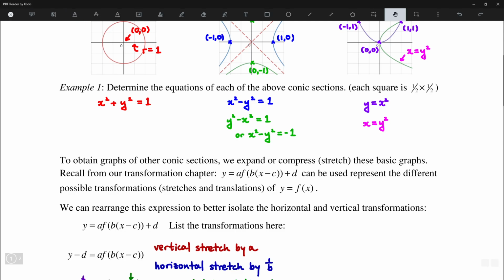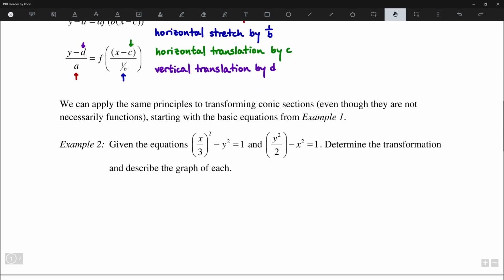Okay, so let's look at our first example. We're given the equations (x over 3) squared minus y squared equals 1, and also y squared over 2 minus x squared equals 1. So notice the difference here is that in the first equation, x over 3 is all squared, so the exponent is on the outside of the parentheses, and in the second equation, y squared is inside the parentheses, so that is different. So let's look at what the difference actually means.